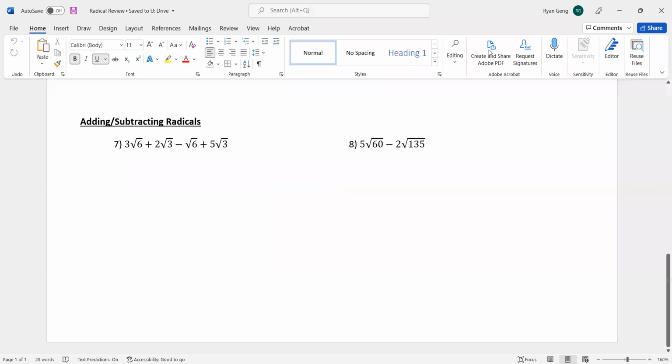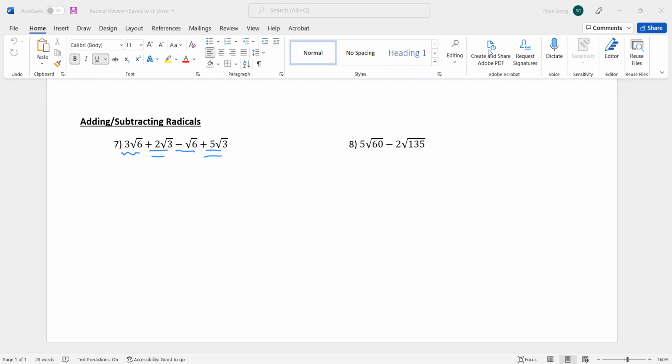And then adding and subtracting, you won't see these a ton, but it's good to see it because it will happen occasionally. With adding and subtracting radicals, you can only put together radicals with the same number under the radical. So I can only put together 3 radical 6 and negative 1 radical 6, and I can only put together 2 radical 3 and 5 radical 3.